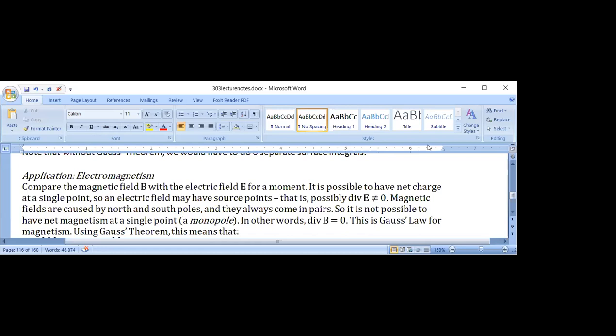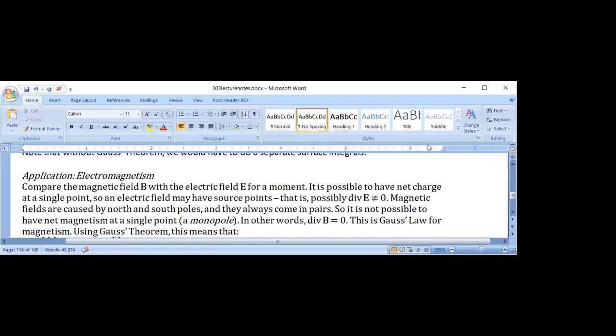Okay, now magnetic fields. Magnetic fields, if you don't know, are caused by north and south poles, and that's what creates the magnetic field lines. Now they always come in pairs. It is not possible to have net magnetism at a single point. That's called a monopole. So in other words, the divergence of B must be equal to 0. So this is just a fact from physics. It's also called Gauss's law for magnetism.